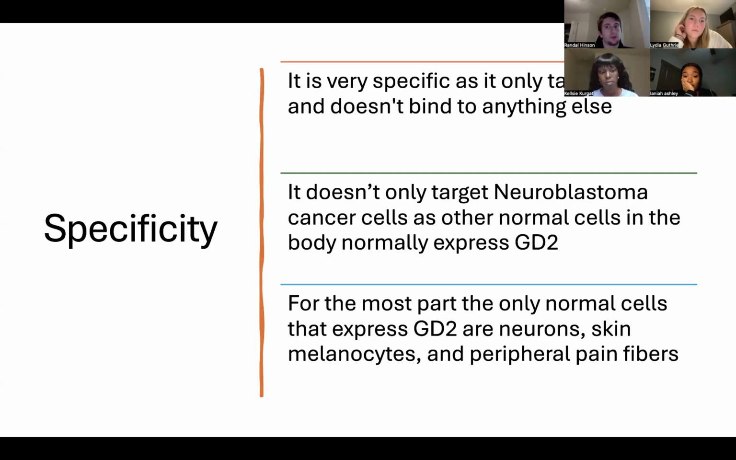Since those other normal cells do have it, it's not only going to target neuroblastoma cancer cells, it's going to go after those that normally express it. For the most part, the only normal cells that express the GD2 glycolipid normally are neurons, skin melanocytes, and some peripheral pain fibers.